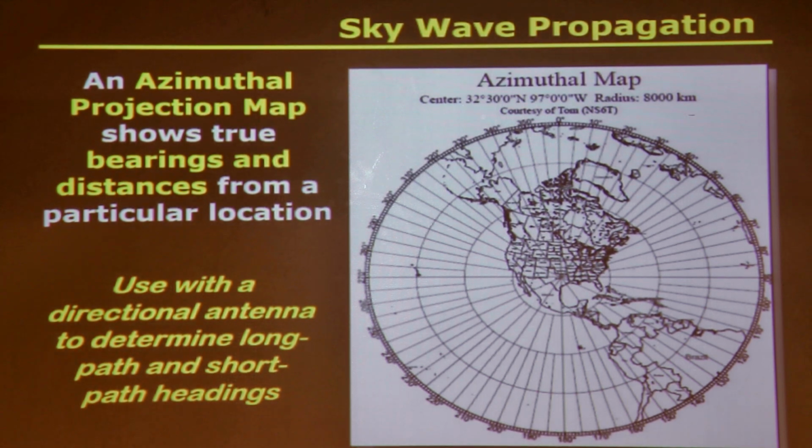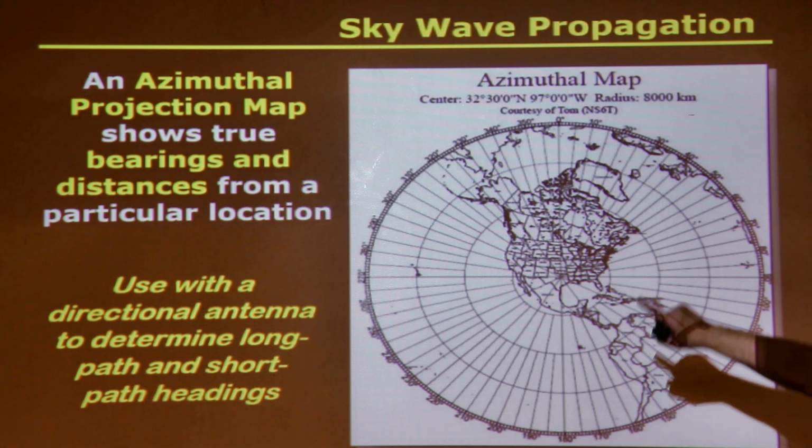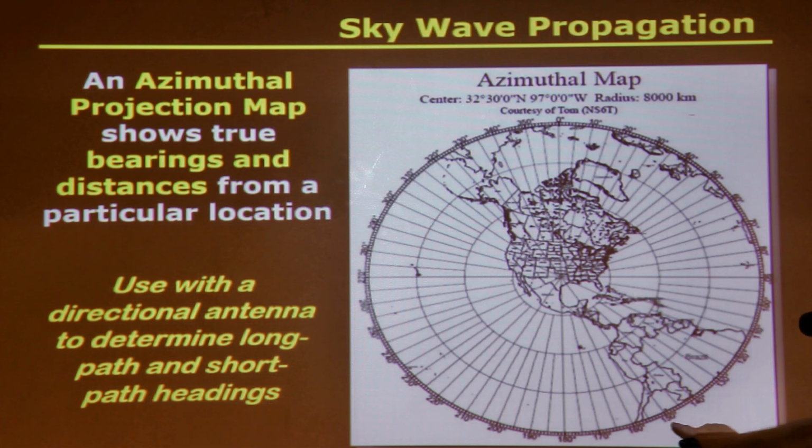So how do you know where to point? If you want to talk to someplace, which direction do you point it? Well, you use an azimuthal projection map. An azimuthal projection map shows you the azimuth, or the horizontal compass reading, of where places are. Let's say I want to do South America. I'd turn my antenna to about 140 or 150, that says 140 there and 150 there, and that's where I would point my antenna to transmit and receive.